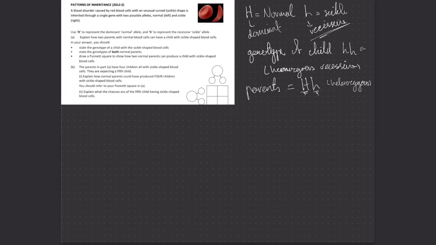All right. So that's the first 2 points for part A. The third point, it's asking us to draw a Punnett square to show how two normal parents can produce a child with sickle-shaped blood cells.